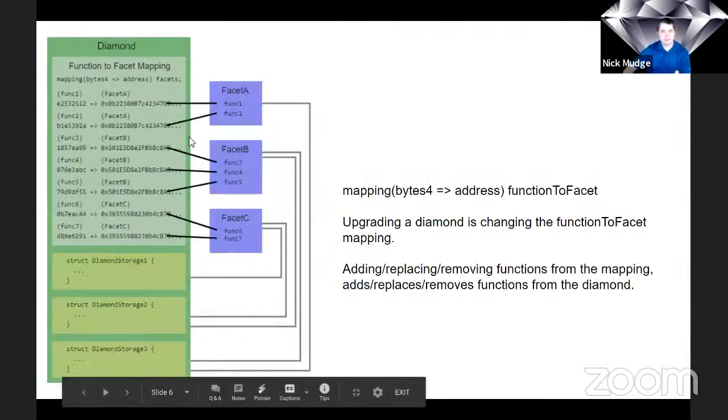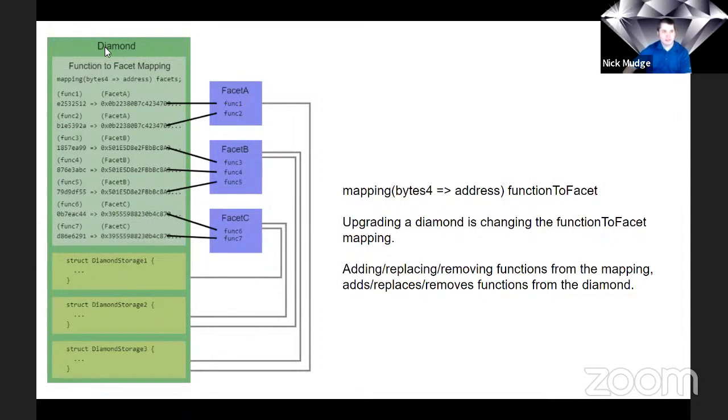Okay, so here's a little diagram that shows it. In the diamond, we have func1. That could just be a function. And anytime func1 is called on the diamond, the mapping says, oh, that's from this facet here. And so it knows to execute that function from this facet. And so you can see the diamond can have different facets for different functions.